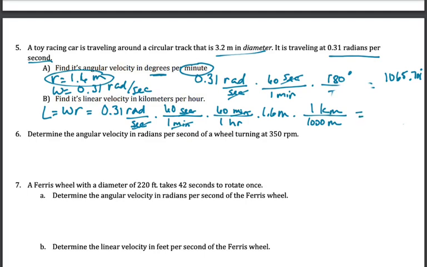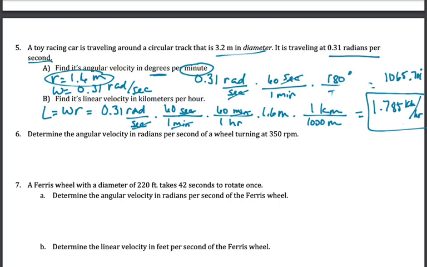Remember, you multiply everything in the numerators together and everything in the denominators together. Actually, everything in our denominator is 1 except for that 1,000. So when you type that in your calculator, you're going to get 1.785 kilometers per hour.